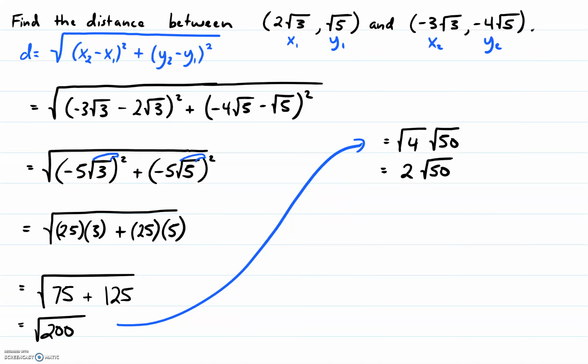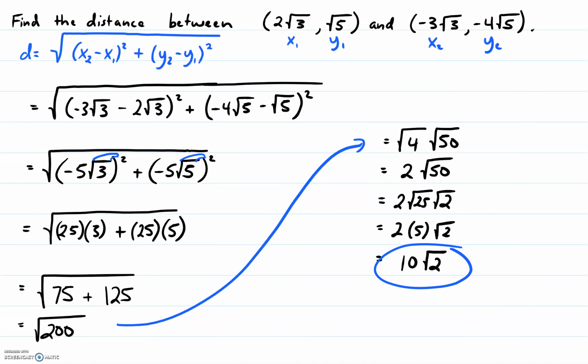We've broken it down to 2 times the square root of 50, and let's ask ourselves, can we break 50 into any kind of perfect square? Well, yes, we can. 50 can be written as 25 times 2. So 2 times the square root of 25 times the square root of 2, which will give us 2 times 5, because the square root of 25 is 5, times the square root of 2, which gives us 10 square roots of 2. And that's going to be our most simple answer.